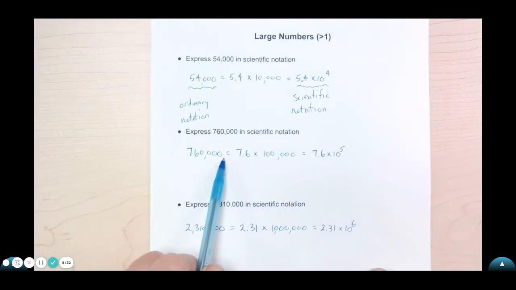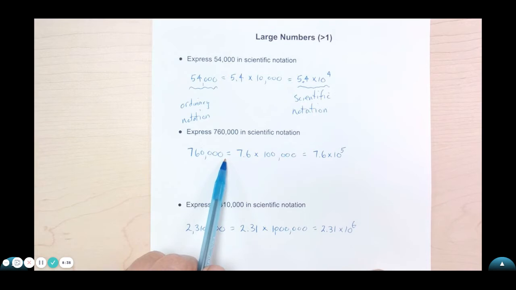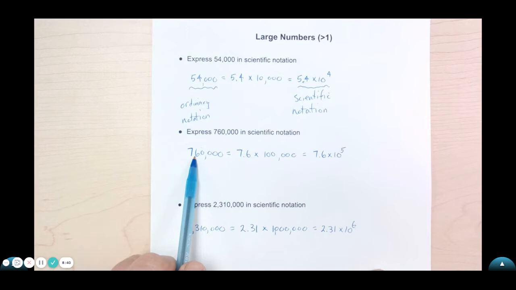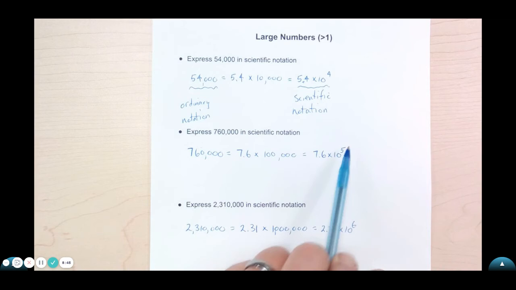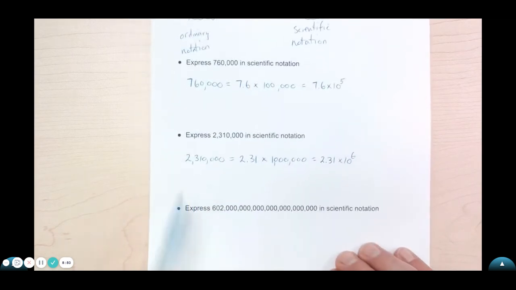So to skip straight to here, I could just write 5.4, and I had to move the decimal 1, 2, 3, 4 times, 10 to the 4th power. That's the shortcut. So this exponent can be thought of as how many times you have to move the decimal to get to a number between 1 and 10. Let's use it here. The decimal's not written, but it's kind of assumed to be there. So 1, 2, 3, 4, 5. So the scientific notation version is 7.6 times 10 to the 5th power. Had to move the decimal 5 times.